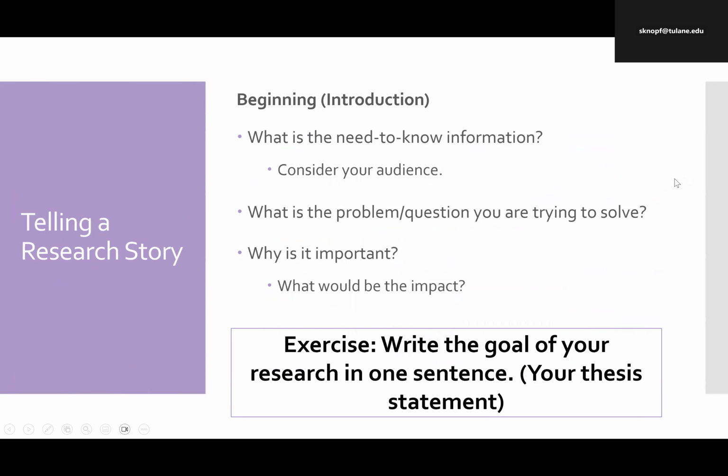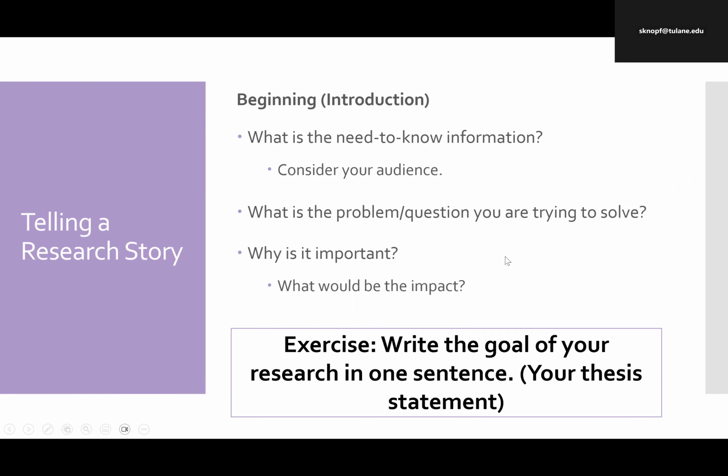So, as I said before, the beginning is the introduction, and it's your need-to-know information. This is where you got to consider your audience. You got to consider what is the problem or question you're trying to solve and why is it important? What would be the impact of your research?